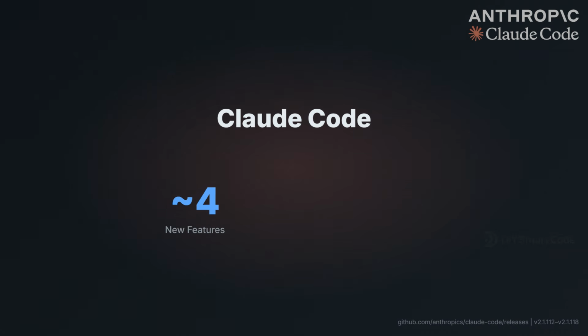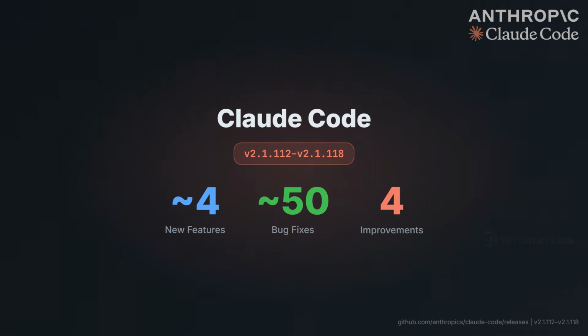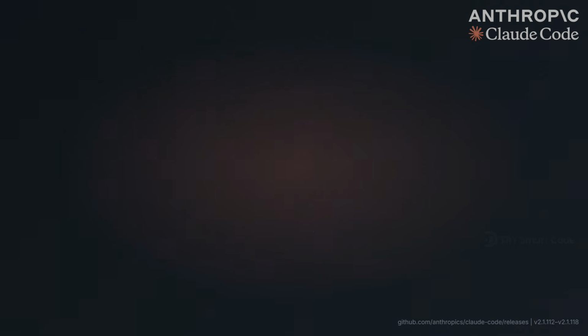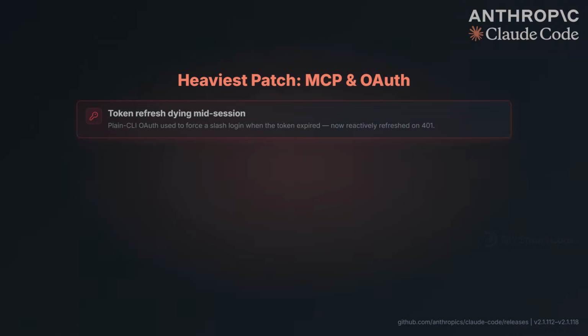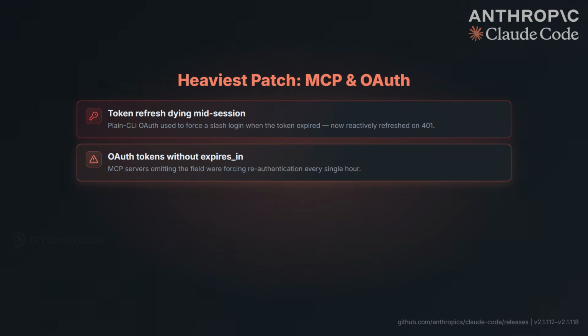Around 4 new features, roughly 50 bug fixes, and a few big improvements under the hood. The heaviest patch load lands on MCP and OAuth. Token refresh was dying mid-session. You'd be prompted to run /login for no reason. OAuth tokens without an expiration field were forcing re-authentication every single hour.